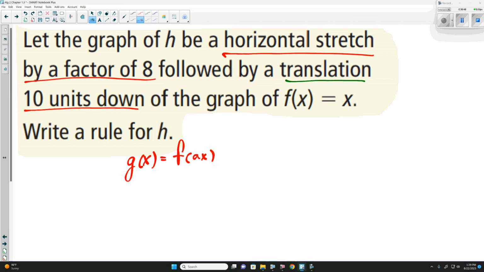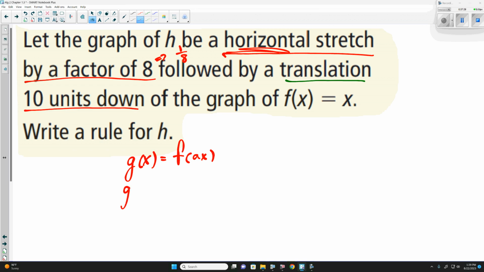Now we need the value of a. So what would a be? Yes. Because horizontal, we do have the 8, but it has to be changed to 1 over 8. Horizontal stretch and shrink, we've got to flip it. And if it's helpful, especially in your notes or on the review sheet, write down flip the value, something to remind yourself to flip it with horizontal stretch and shrink. That's going to be helpful.